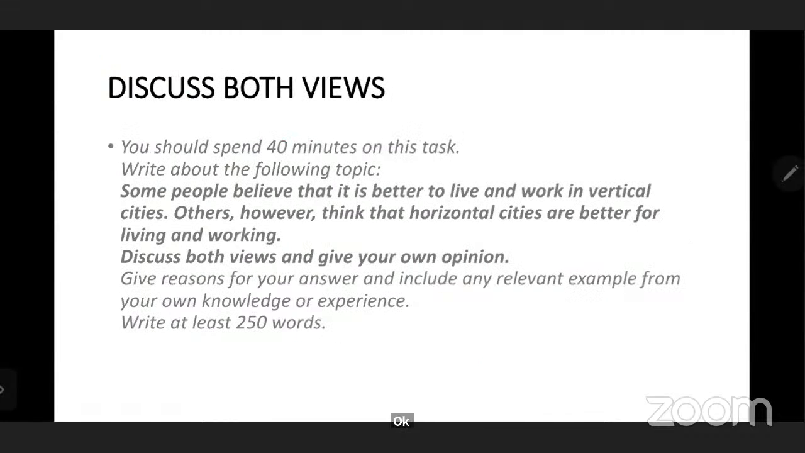Okay. The last one is question about discussing both views. Oh, sorry. This is the last 2. Discussing both views. So there are views. Some people believe that it is better to live and work in vertical cities, meaning that you live in apartments, high buildings. Others, however, think that horizontal cities are better for living and working, meaning that, no high-rise buildings. So you have to discuss between these 2 statements, both views, and then give your own opinion. Let's see the example.